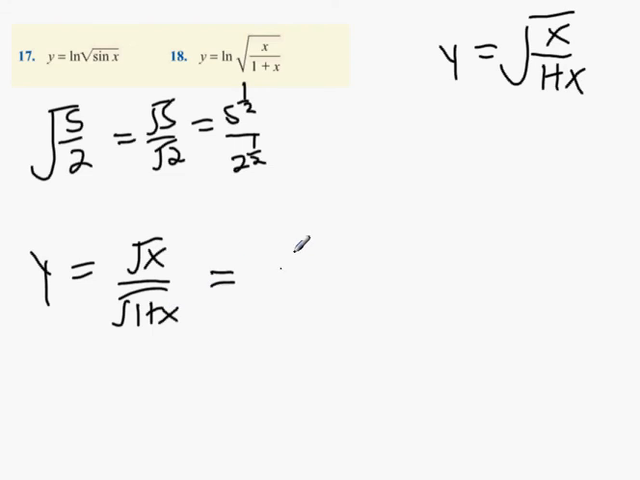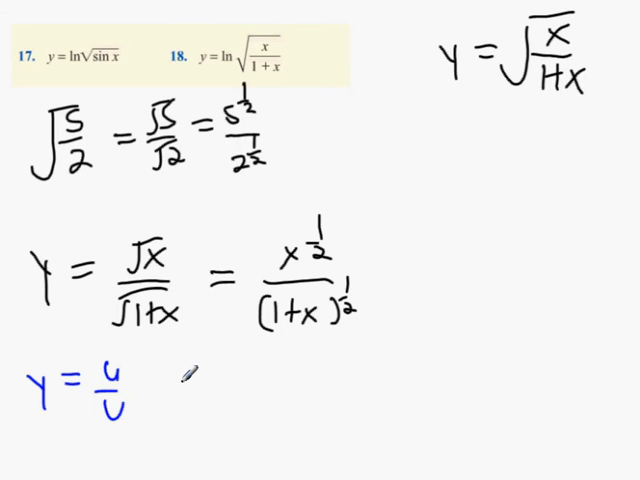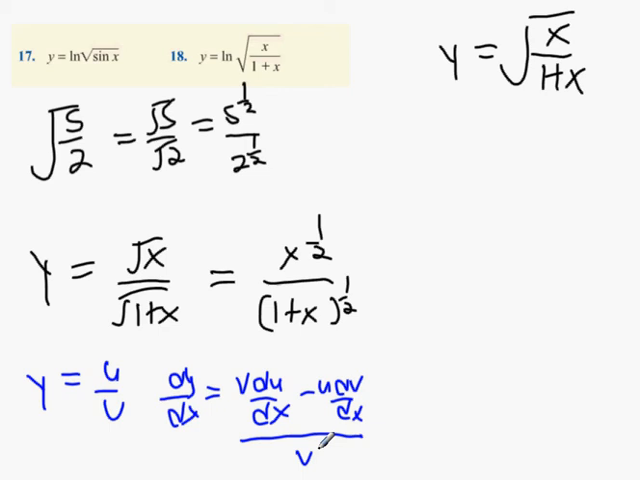I'm going to change that to x to the power of a half over 1 plus x to the power of a half. I'm then going to look up the quotient rule, which is when y equals u over v, dy/dx therefore equals, now please remember order is important in this one, v du/dx minus u dv/dx all over v squared.